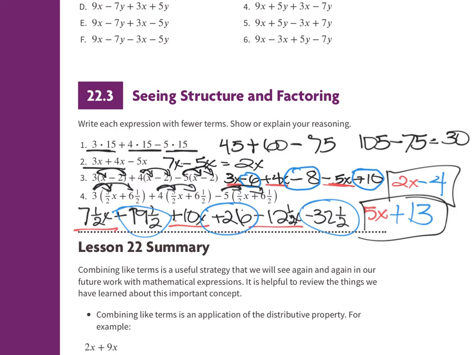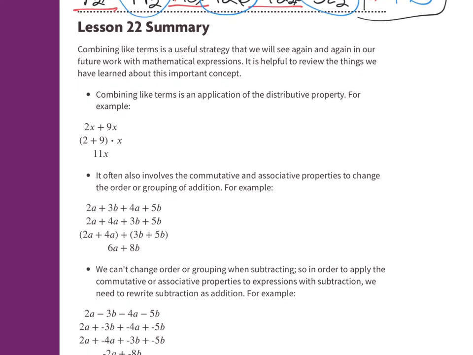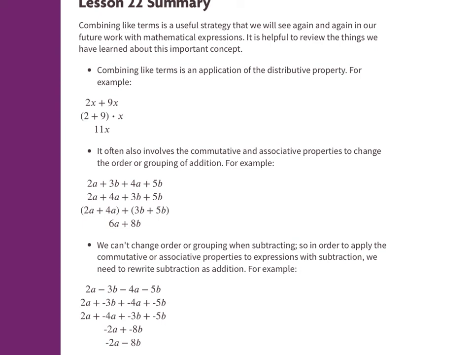Okay, that's it. There's the lesson. So let's look at the summary. Combining like terms is a useful strategy that we will see again and again in our future work with mathematical expressions. It is helpful to review the things we have learned about this important concept. Combining like terms is an application of the distributive property. For example, 2x plus 9x is really 2 plus 9, and then we multiply by x. So 2 x's plus 9 more x's is 11 x's.